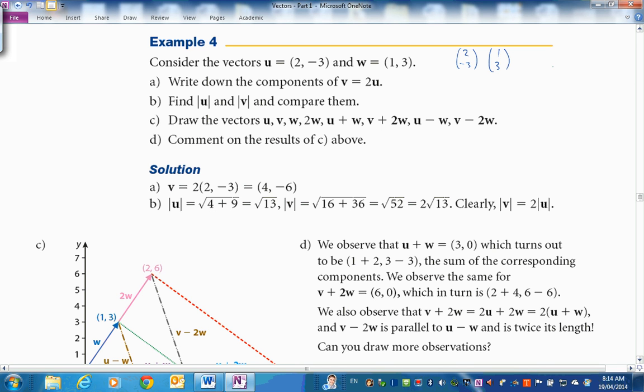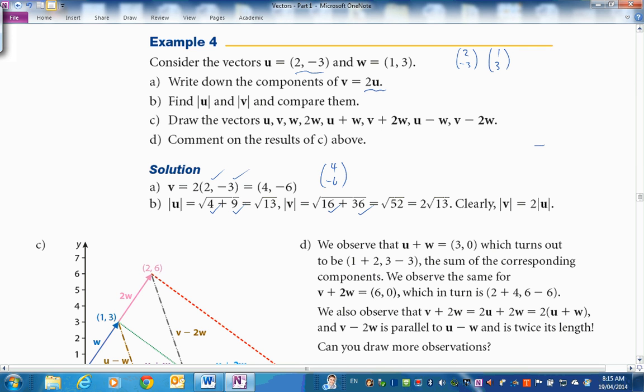Write down the components of v, which is 2 times u. Well, 2 times u, we've got to keep the direction the same, so it's 2 times both components, which will be the vector for -6. What is the size? Well, the same thing as before, of course. It's by Pythagoras the square root of the x component squared plus the y component squared. The same in both of them. Let's just check it here.